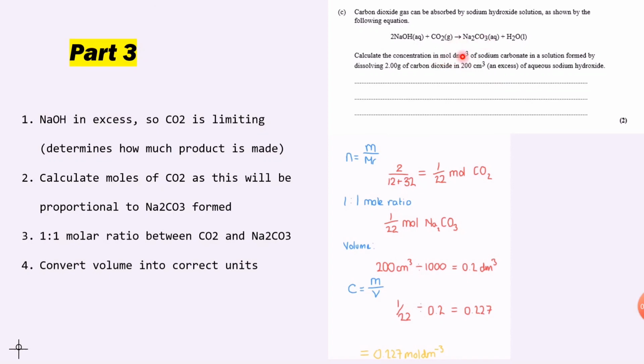So we have our moles, and now we need to convert our volume of 200 centimeter cubed into decimeter cubed. And as we showed in the last slide, we do this by dividing by 1,000. So this gets us 0.2 decimeter cubed. And then we want to plug the values that we found into our equation of concentration equals moles over volume. So we have our moles of 1/22, we divide it by our volume of 0.2 decimeter cubed to get us our overall concentration of 0.227.